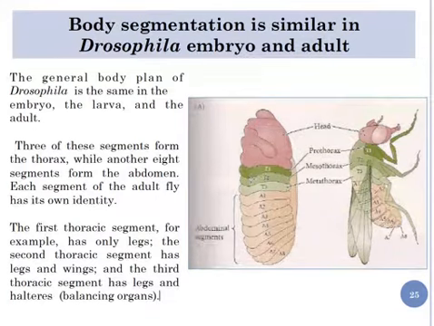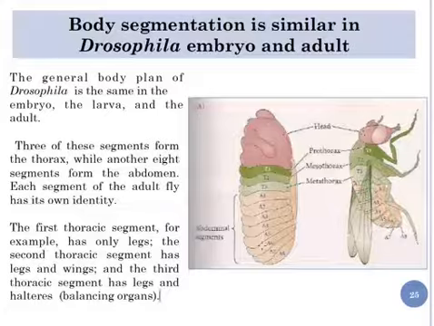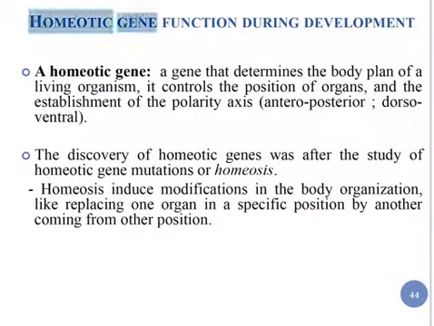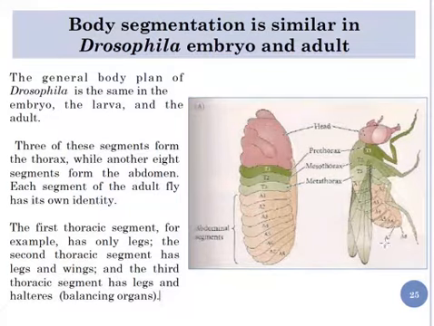So who is responsible for this organization of the body plan? We have what we call homeotic genes. These genes are highly conserved during evolution from flies to human, and these homeotic genes determine the body plan of a living organism by controlling the position of each organ. For example, here they control that the wings should be inserted to the second thoracic segment and not the third.